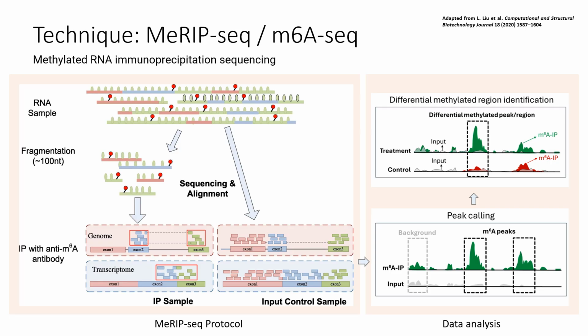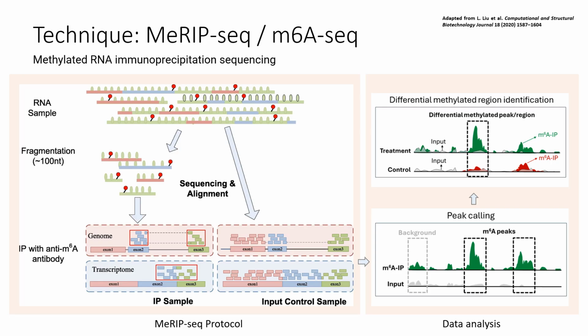To study M6A modifications at a transcriptome-wide scale, one of the most widely used techniques is MeRIP-seq, also known as M6A-seq. MeRIP-seq combines methylated RNA immunoprecipitation with high-throughput sequencing. The process begins with the fragmentation of total RNA, followed by immunoprecipitation using an antibody specific for M6A modified RNA. The immunoprecipitated RNA, which is enriched for methylated fragments, is then sequenced in parallel with an input control sample. Mapping the reads to a reference genome allows us to identify regions of enrichment which correspond to M6A sites.